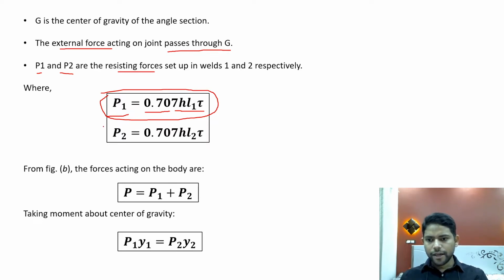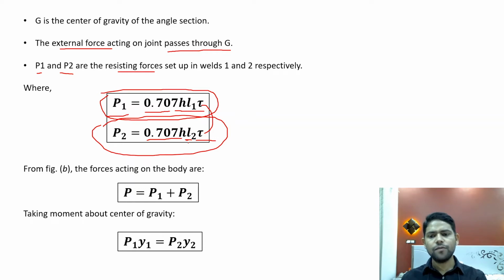Similarly, you can write the equation for the second reactive force, P2, which is equal to 0.707 times H times L2 times tau. Tau is the same as this one and L2 is the length of the second weld. Again, if you are not getting what these two equations are all about, you need to watch my lecture on design of butt welds.